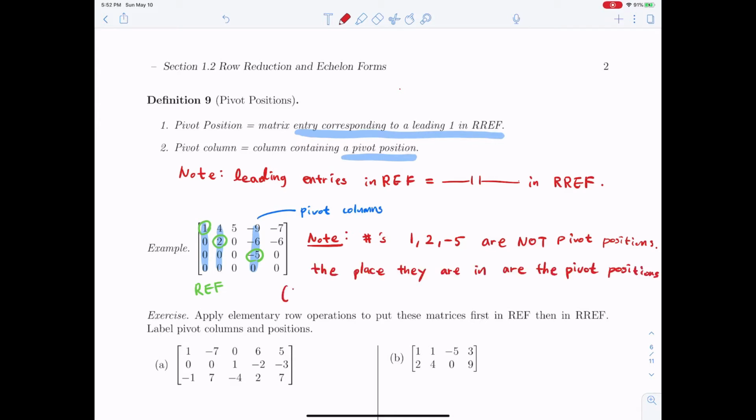For this one, it is located at the first row and first column, so we say it is the 1,1 entry or 1,1 position. For this one, it is located at the second row and second column, so it's the 2,2 position. And for -5, it is at the third row and fourth column, so we say it is at the 3,4 position. Note that we always write in the order of row, comma, column.